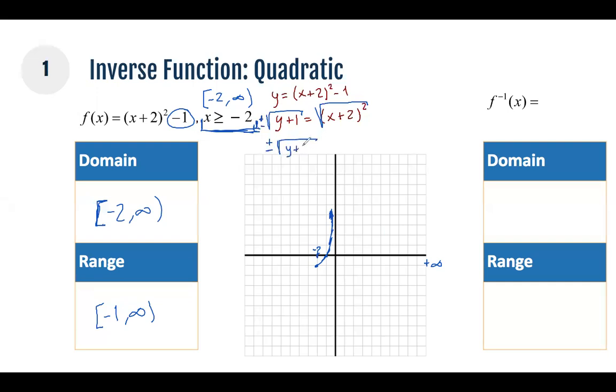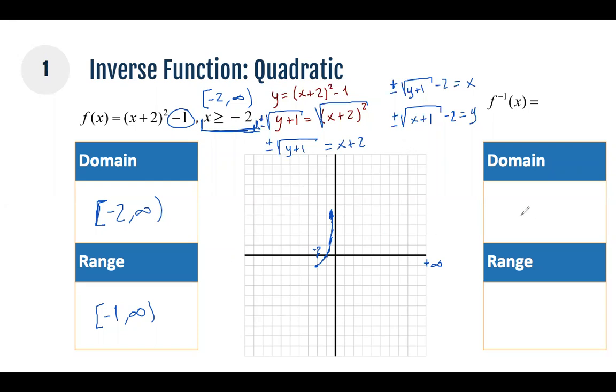So plus or minus the square root of y plus 1 is equal to x plus 2. And then just solve for x. It's going to be plus or minus the square root of y plus 1, minus 2. That should be equal to x. And now let's just write it as f inverse of x equals the square root of x plus 1, minus 2. That's going to be equal to y.